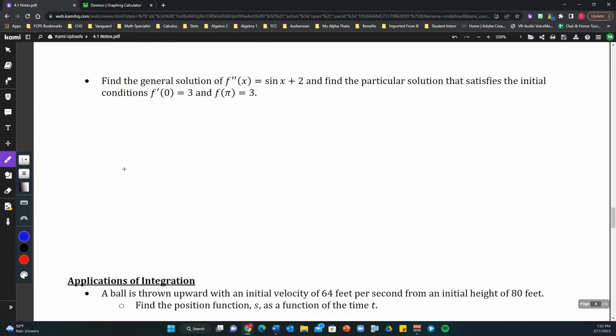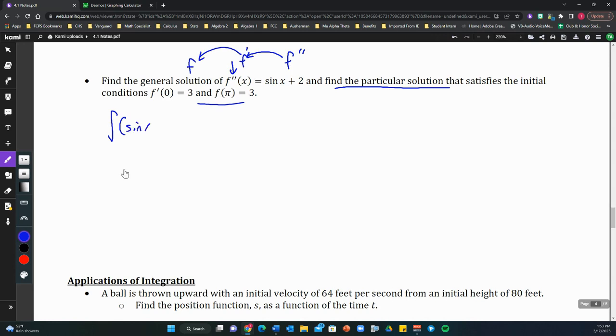Now, the really fun ones, we can actually start with a second derivative and do this process to go all the way back to the first derivative. For example, if I know the second derivative of f is equal to sine of x plus 2, we want to find the particular solution for f of x that satisfies both of these values. So we're going to start by integrating f double prime. So again, if I'm going backwards, if I start with f double prime, then I'll go back to f prime and then go back to f.